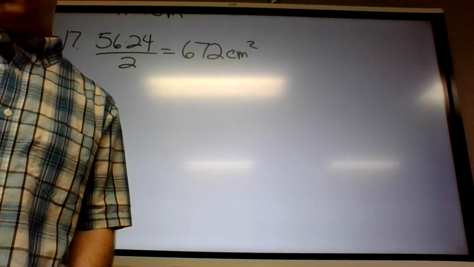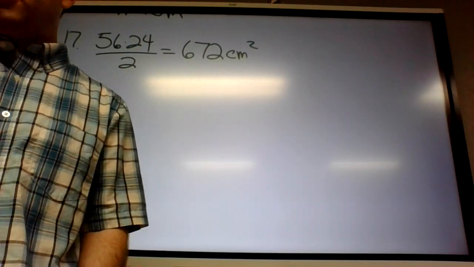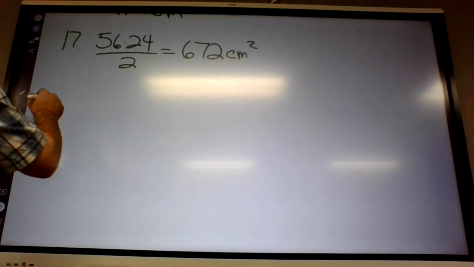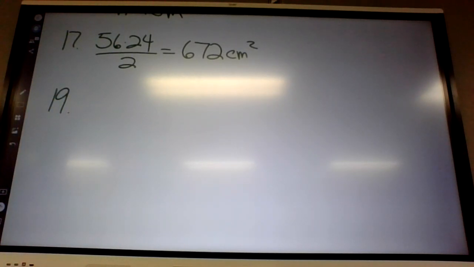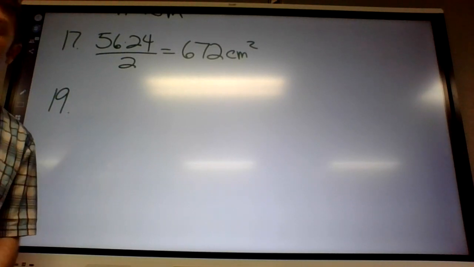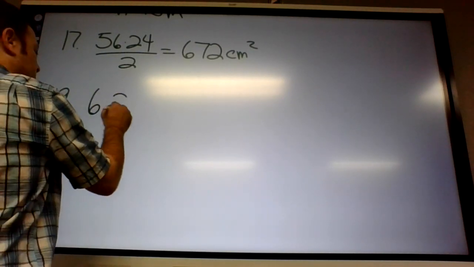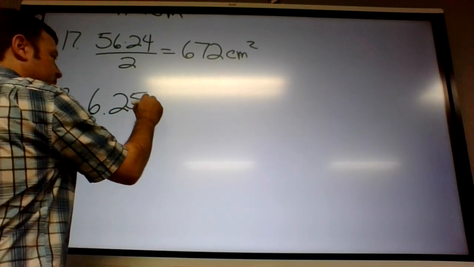Oh, it's 21, not 19. So we need to go back and do 19. 19 is a square with sides of 2.5. So how do I find the area of a square? One side times itself. 2.5 times 2.5. 6.25 meters.